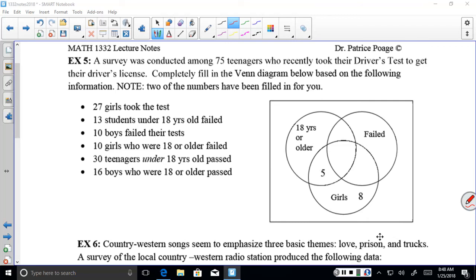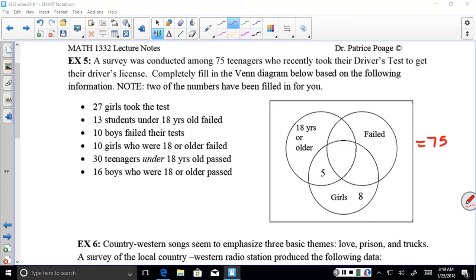A survey was conducted among 75 teenagers, so I know this whole thing has a 75, who recently took their driver's test to get their driver's license. Completely fill in the Venn diagram below based on the following information. Note 2 numbers have been filled in for us. So we have a 5 in there and an 8 in there. Let's talk about that 5 real quick. Who are those 5 people specifically? They are girls who are 18 or older and passed their driver's test.